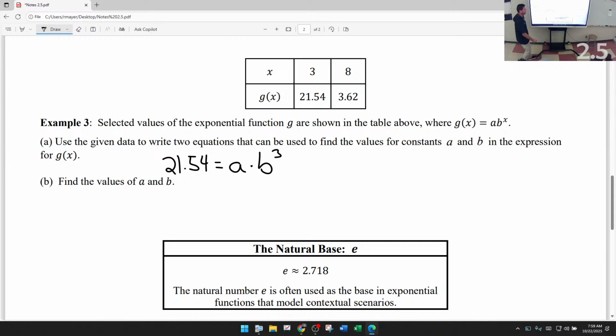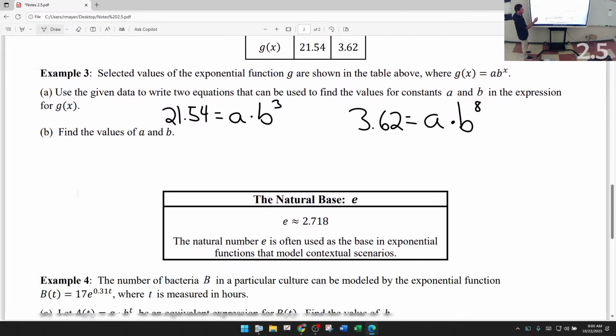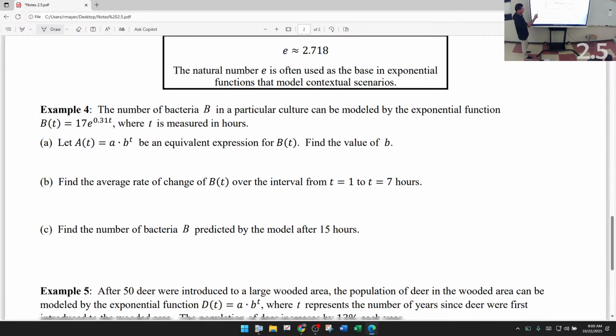And then my second equation is 3.62 equals a times b to the 8. Make sure you can see the multiplication sign. Make sure you can see the exponents. We can read it. And then now it says find the values of a and b. I'll be darned if I'm finding that without a calculator. They're not going to make you find it without a calculator, so you either use your Desmos or you use your TI to find your a and your b. I'm assuming we can do that. I don't want to go through that whole process again.